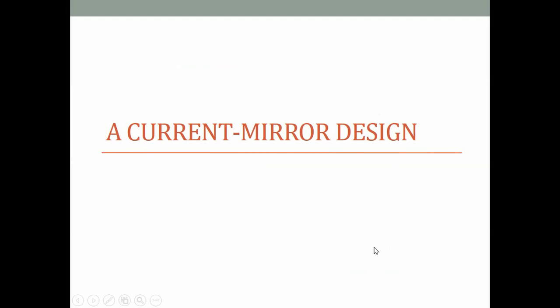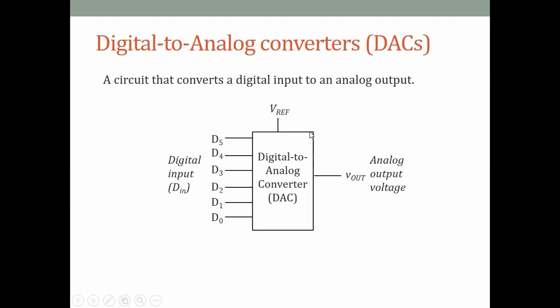All right. Now let's do a quick design of a simple current mirror circuit as applied to a digital to analog converter. So you are all familiar with digital to analog converters. A DAC is a circuit that converts a digital input to an analog output. What is the relationship between the digital input and the analog output? The mathematical relationship. So I'm asking that question by asking this. So I assume you know.